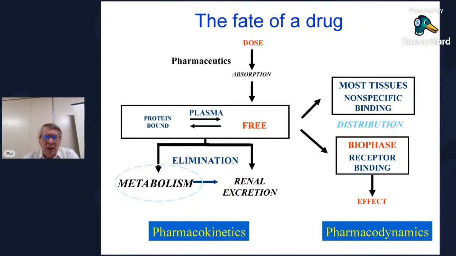The two main pathways of the elimination are those through the gastrointestinal system and through the renal system. As for the eliminated form of the compounds, either the original formula or the chemically transformed, so-called metabolized formula is excreted. The fate of any drug, any foreign compound, according to this scheme, can be divided into two different parts.